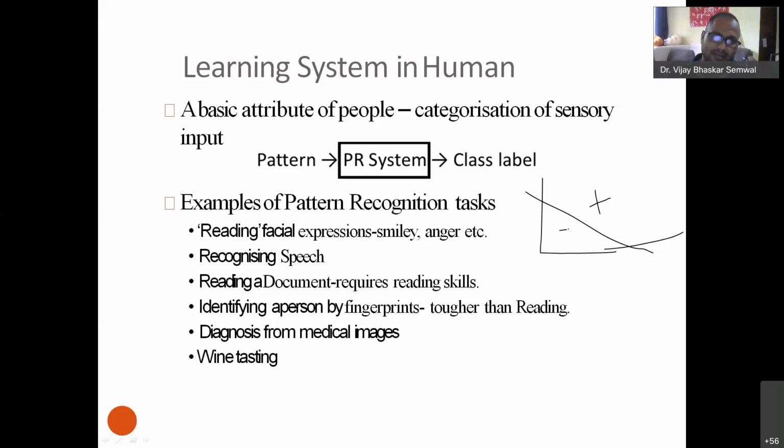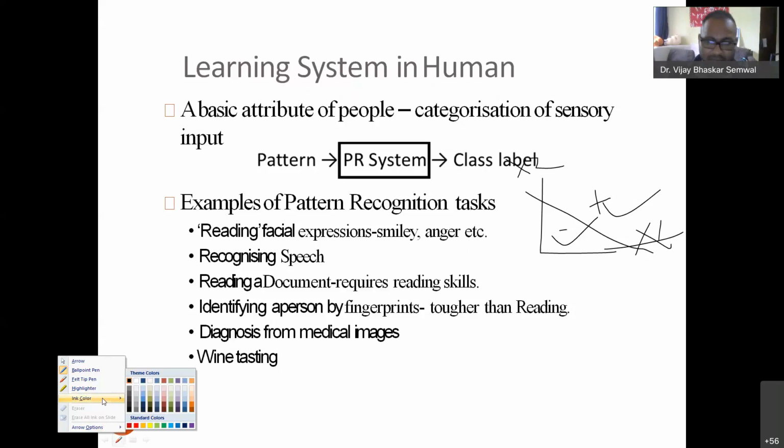We have a pattern, so a pattern recognition system is required. Then we use it to decide whether we belong to the positive class or the negative class. So we have X1 and X2. This is your input, and based on this, you have to decide whether you are in the positive or negative category. Like whether you are a healthy person or not, whether you are American or British, Asian or Afghani. For this we have to see facial expression and behavior.